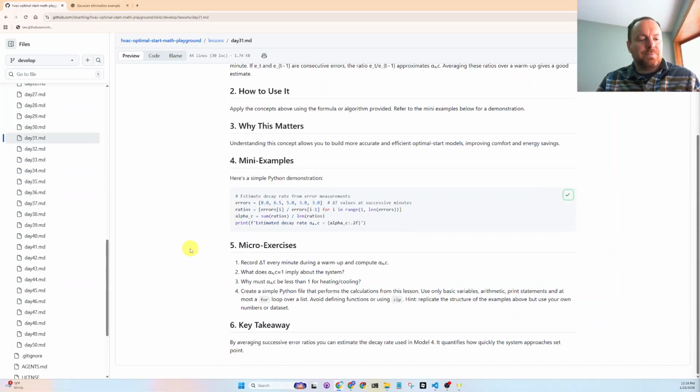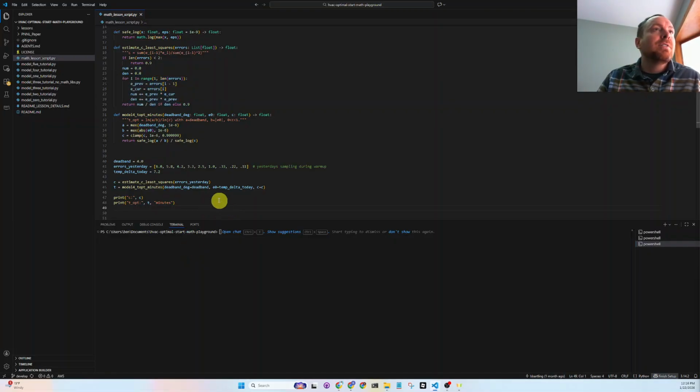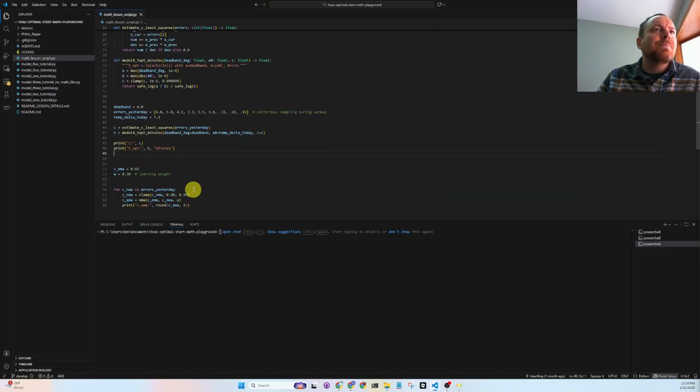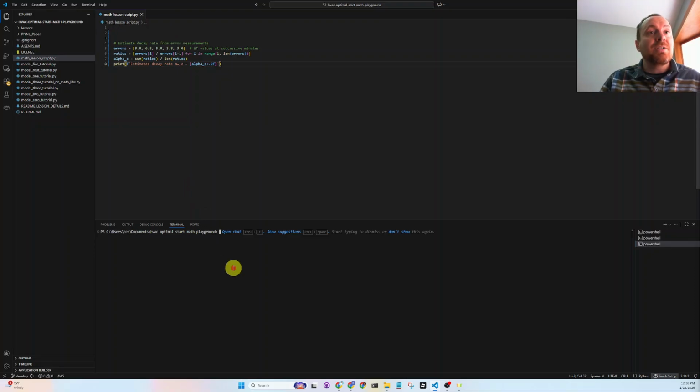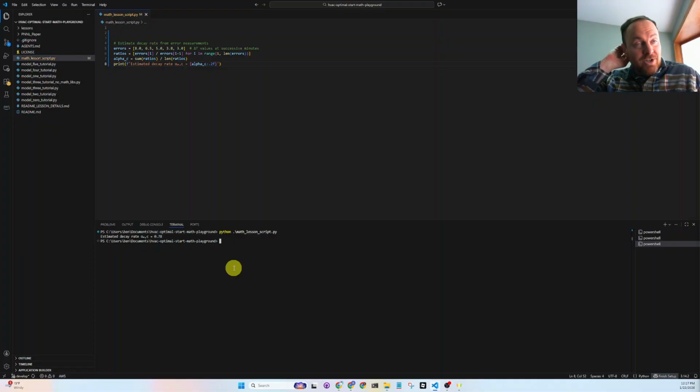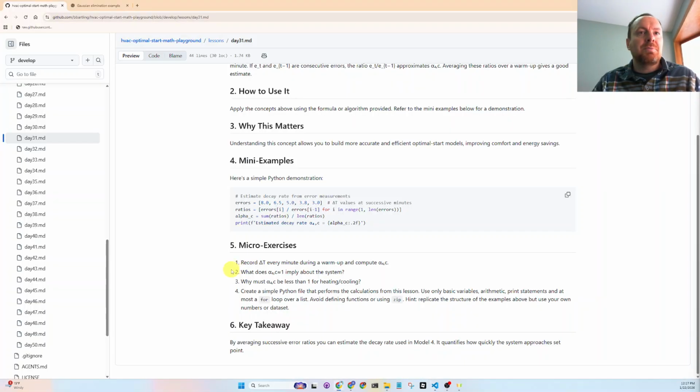Well, let's just run this. This might be too easy now that we've done a full-blown Model 4 by hand, but for me, I'm actually kind of glad we're doing this because I thought just understanding this was a little harder for me. I thought the linear regression Model 3 by hand was really hard, but this one is maybe a little bit easier, I think. No matrix algebra. Okay, so record delta temperature every minute during warm-up time and compute C.